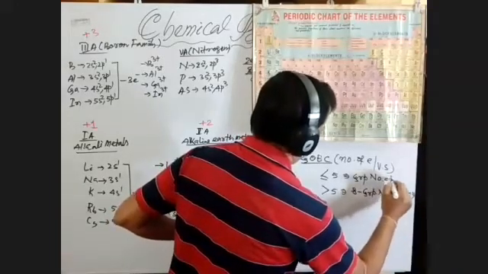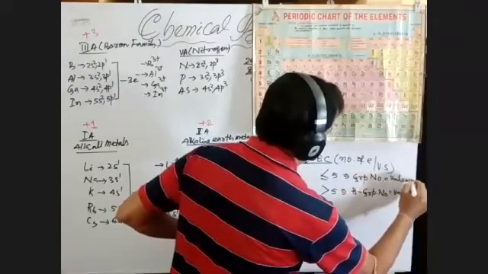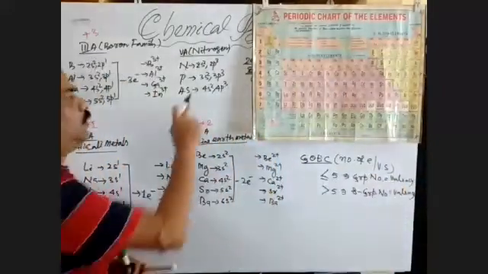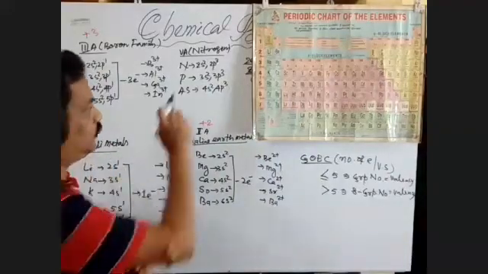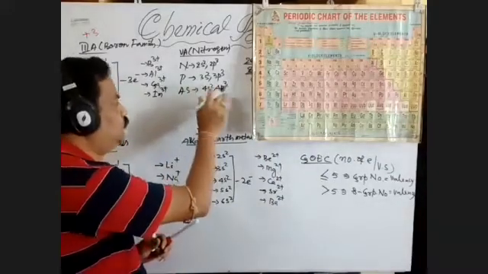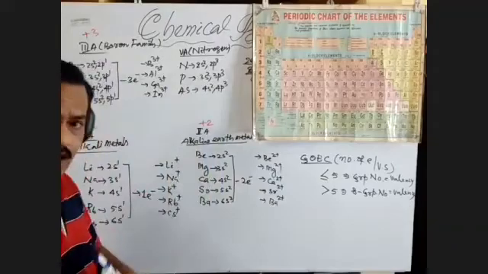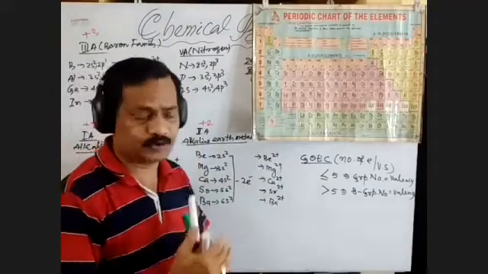That is nothing but the valency. Here you can observe we have 5 electrons in the outermost shell. As it has 5 electrons, the valency is 5. And these 5 electrons are more close to the nucleus.